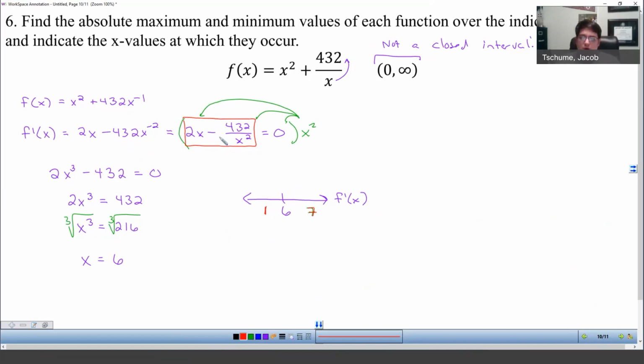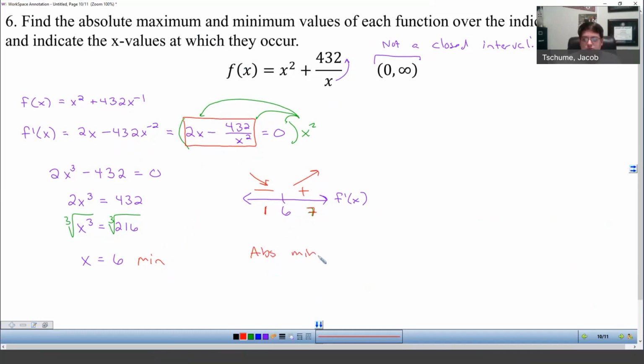If you plug 1 into this, you should get a negative number, which means you are decreasing. If you plug in a 7, you should get a positive answer, which means you're increasing. So as you can tell, this graph goes from decreasing to increasing. What that allows us to now say is that this 6 has to be a minimum. And not only is it a minimum in this problem, based on the instructions, it's an absolute minimum.